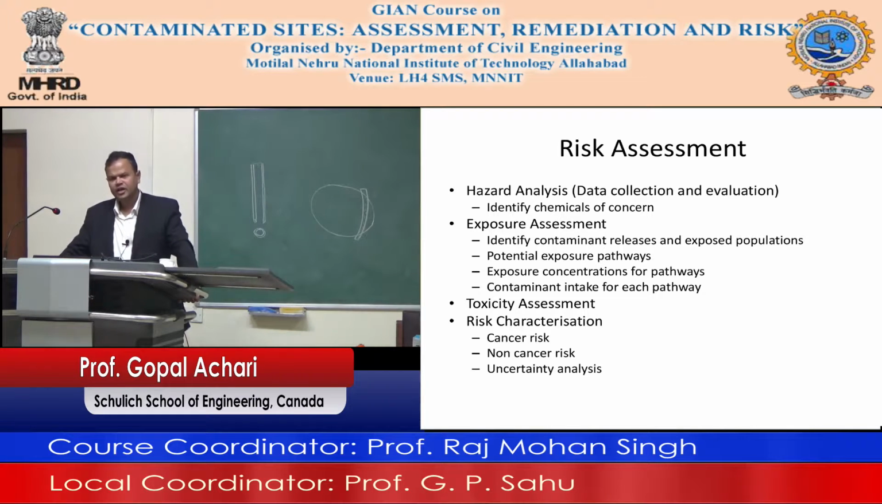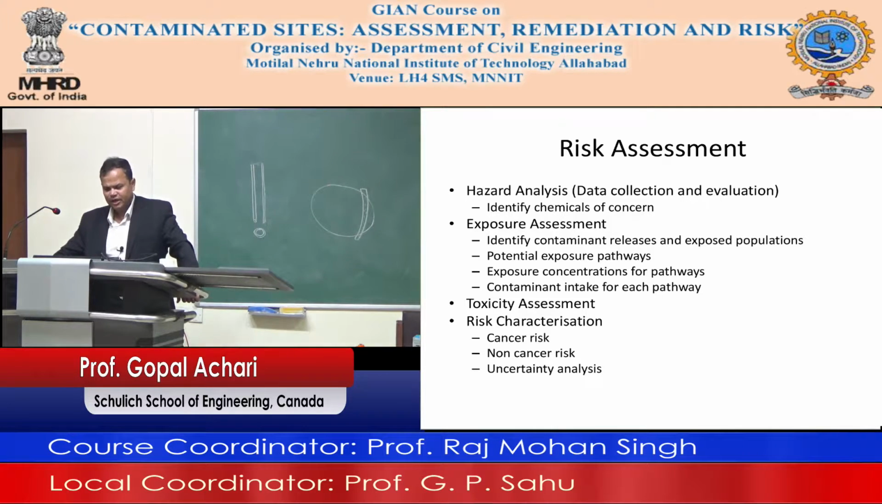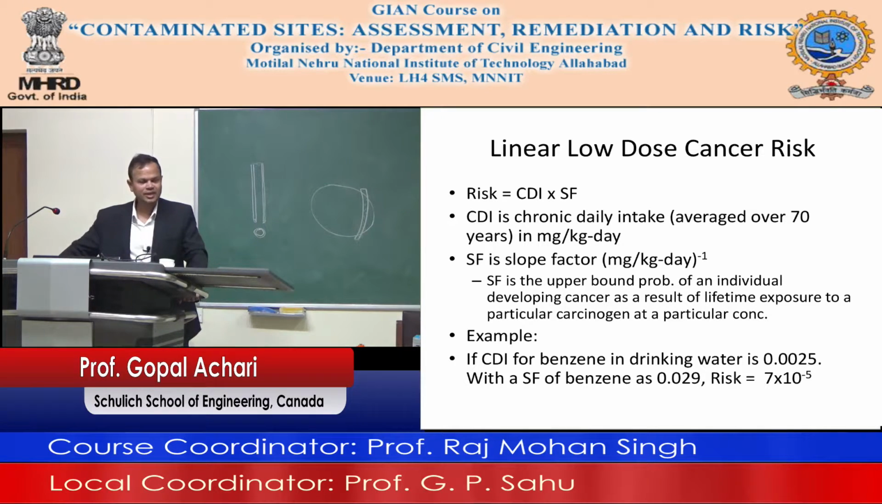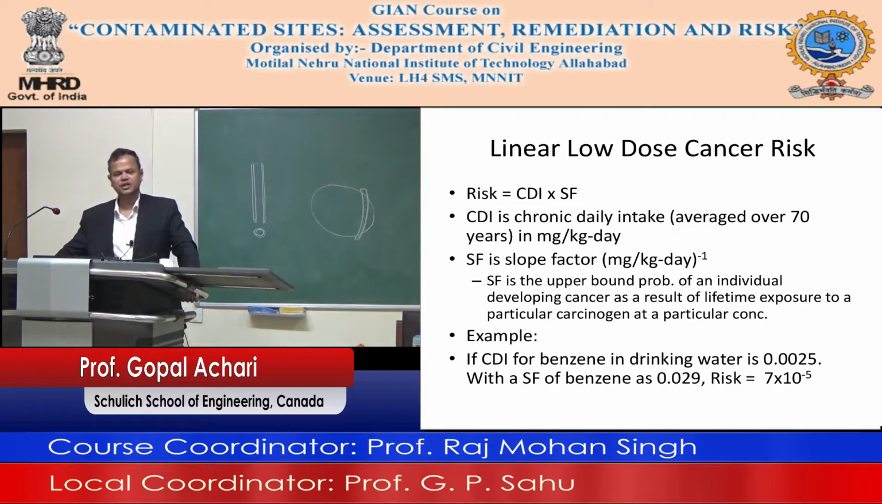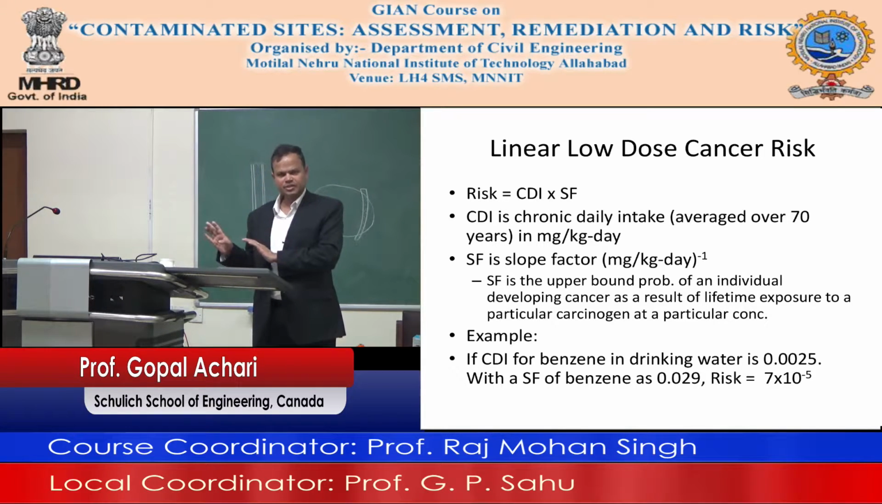Okay. So CDI for benzene in drinking water is 0.0025. The slope factor for benzene is 0.029. If a person takes 2.5 parts per million of benzene, if a person has a chronic daily intake of 0.0025 milligrams per kilogram body weight per day, then the risk is 7 times 10 to the power minus 5. Is it clear? So we are just talking about cancer risk.